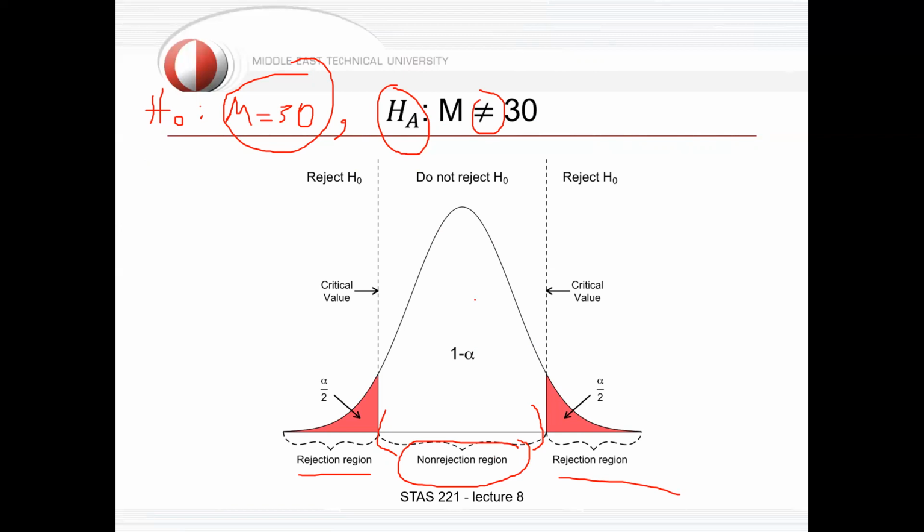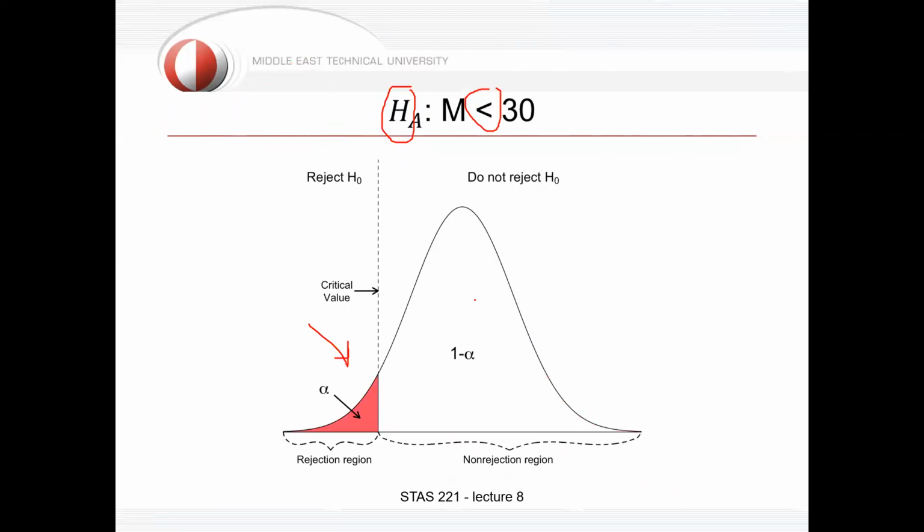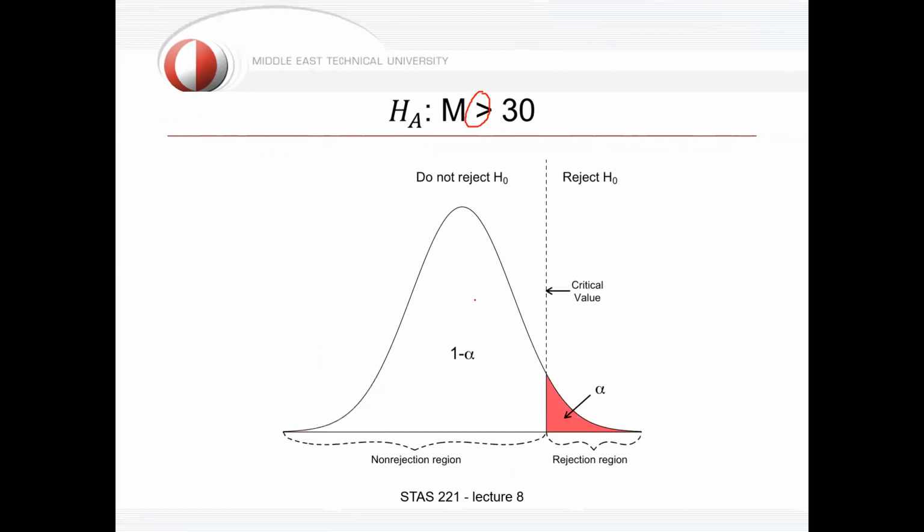So there are basically two ways. As you can see, the third way is to use confidence interval, which I will talk about in the tutorial.